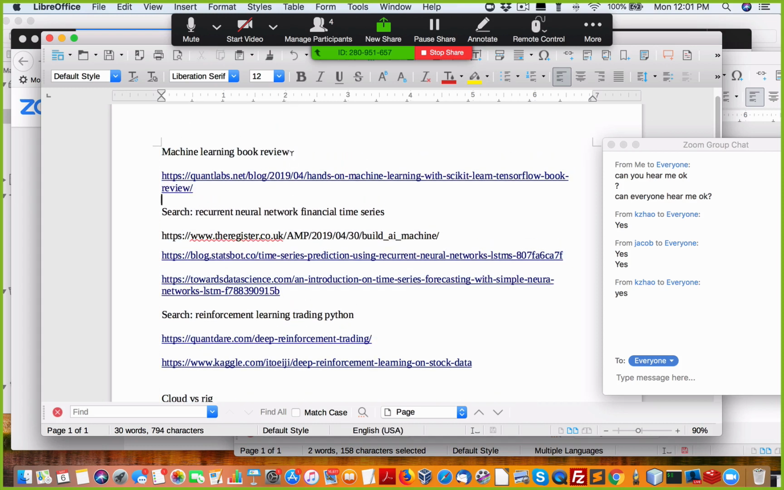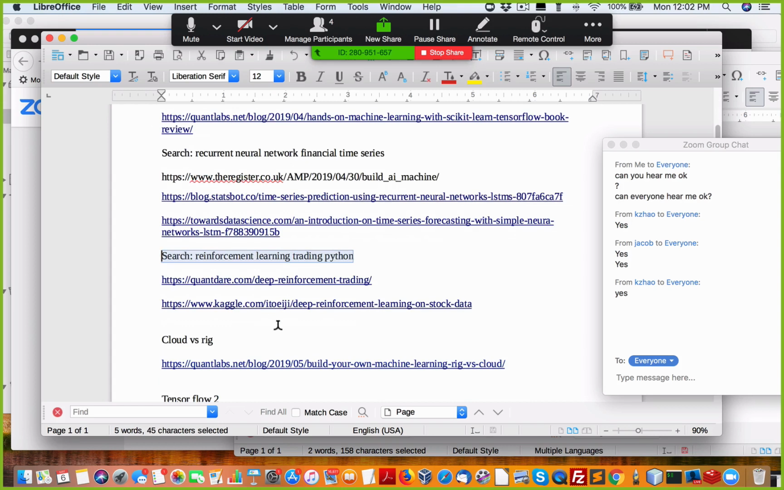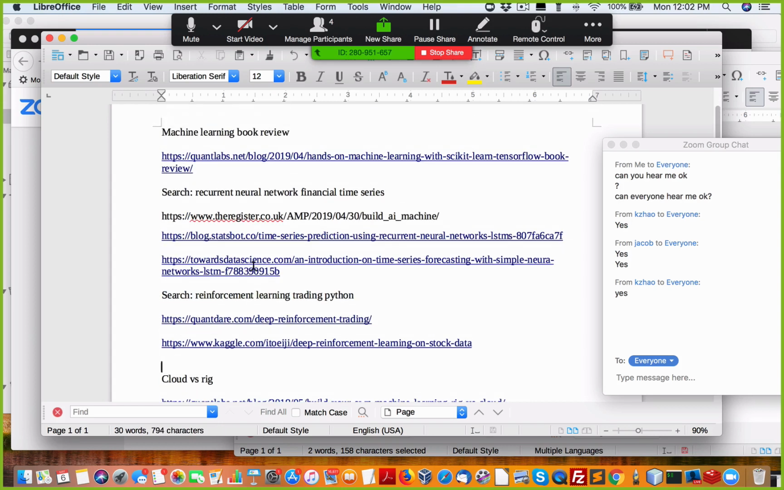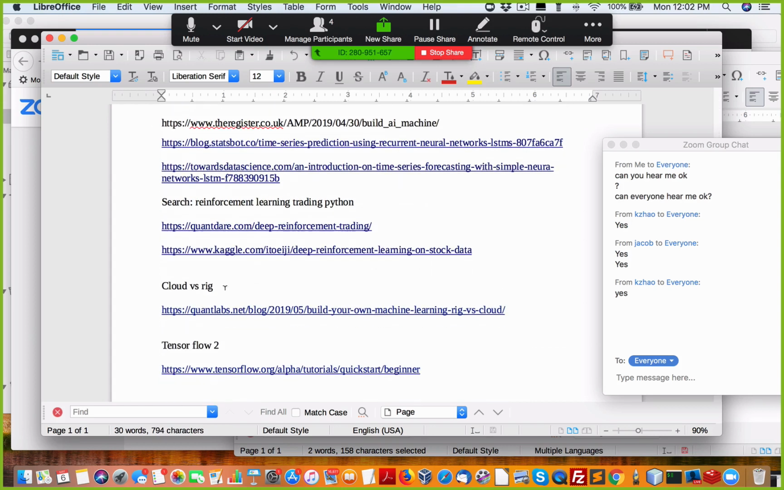We're going to cover three main topics. I'm going to go into the book review and what I've just learned in the last 2 weeks. I'm also going to cover some of the topics that may be helpful for machine learning, some of the resources that you can use to lead you down the path to get started if you're new. We're also going to talk about setting up a cloud or a rig of your own when you deploy and train models.